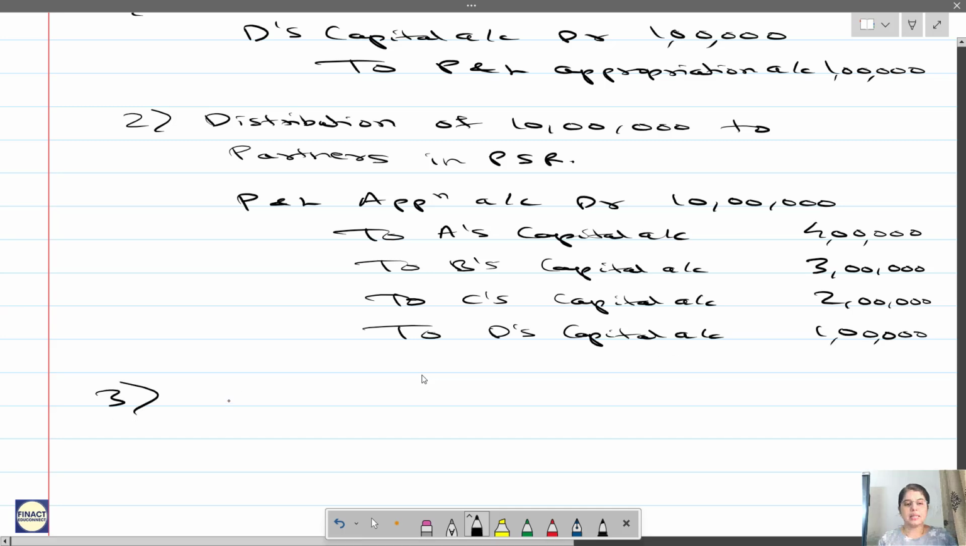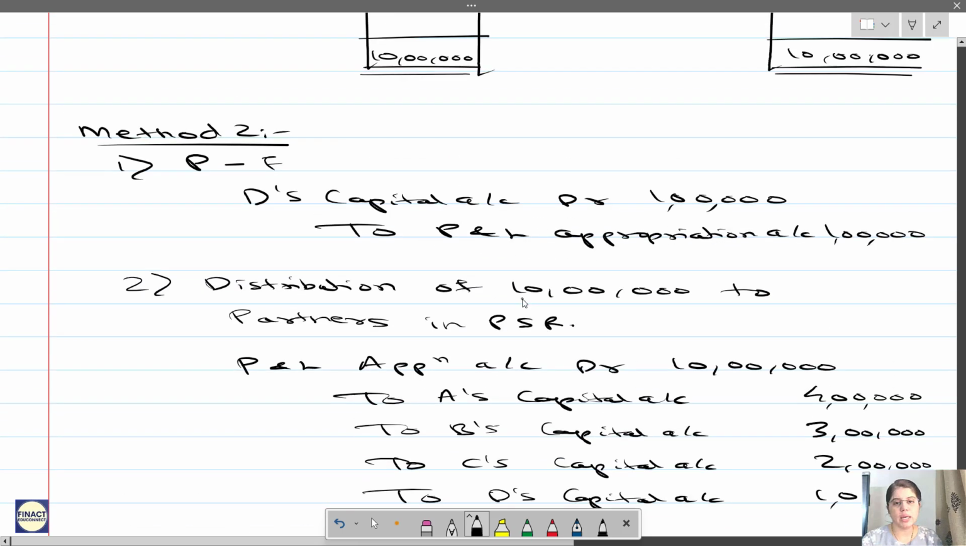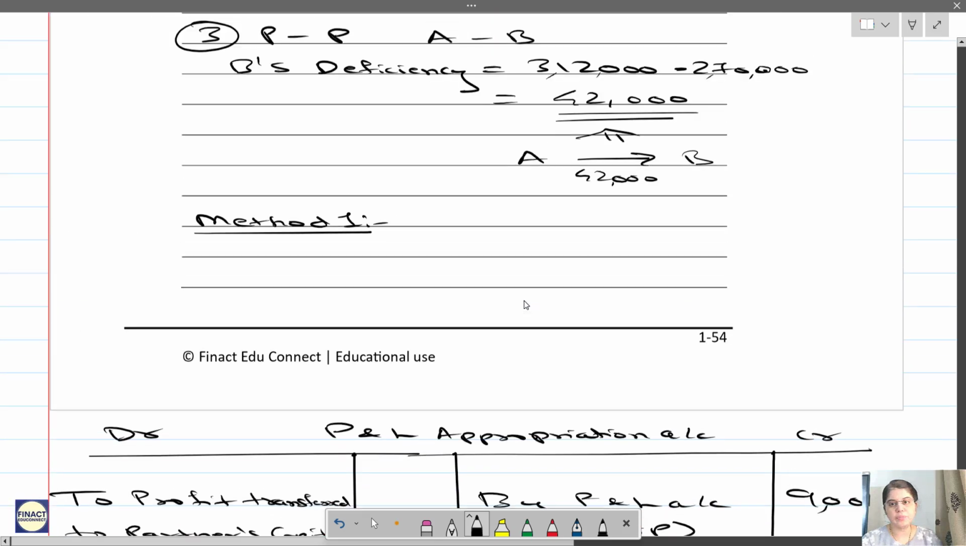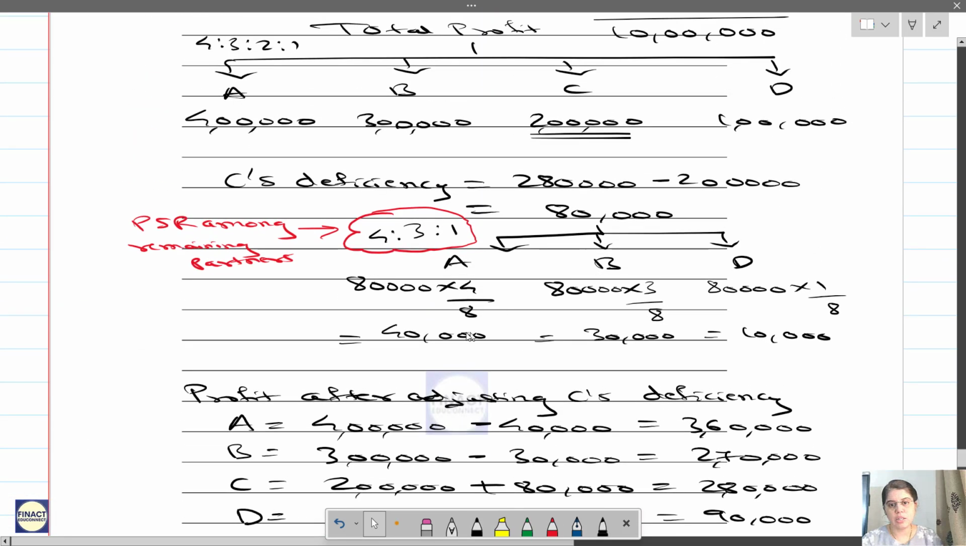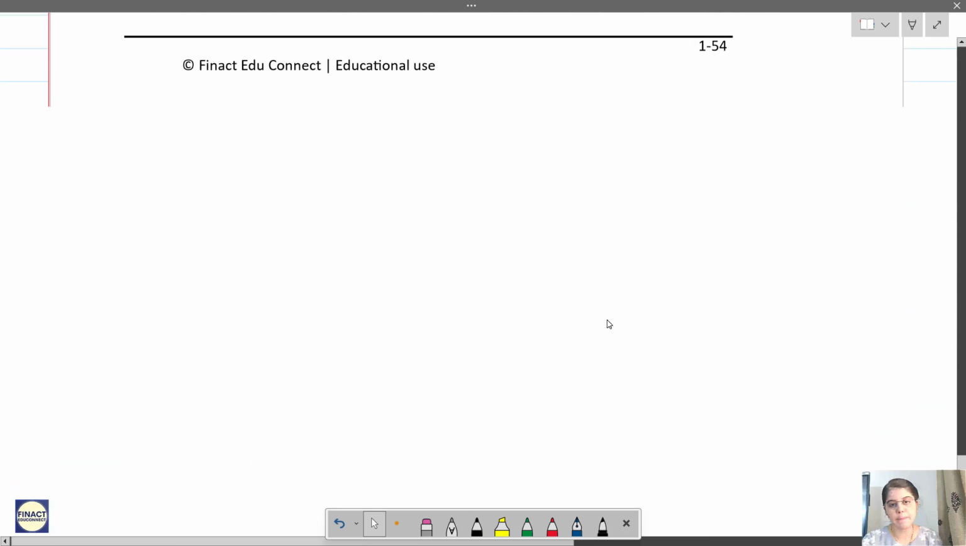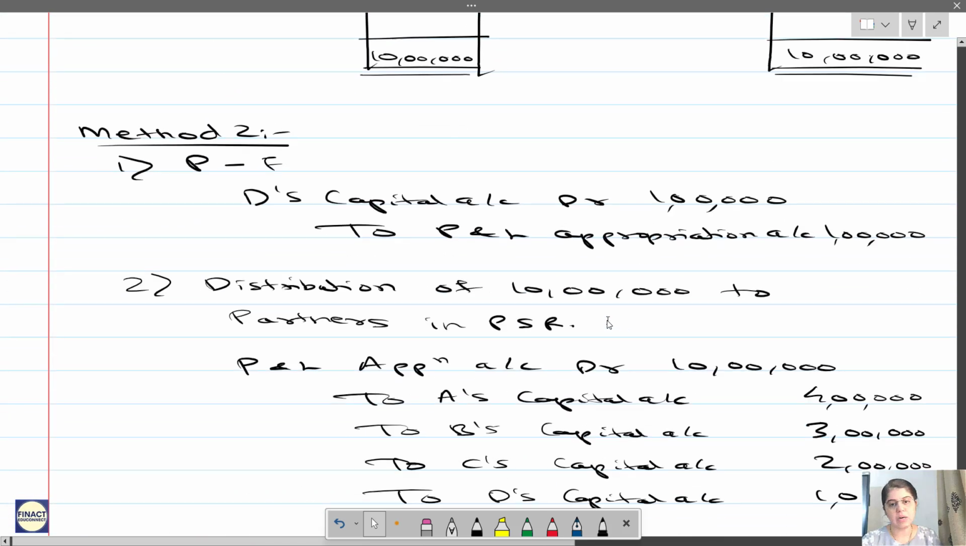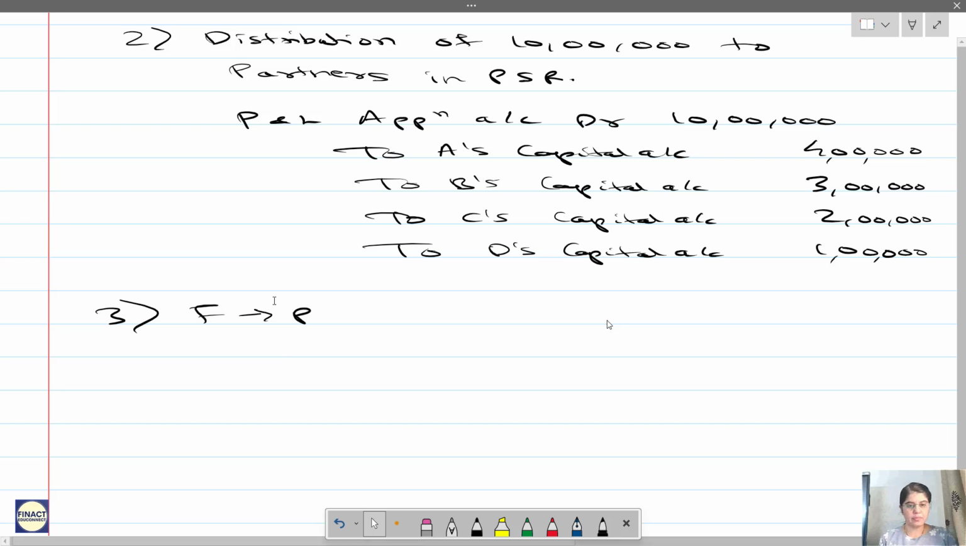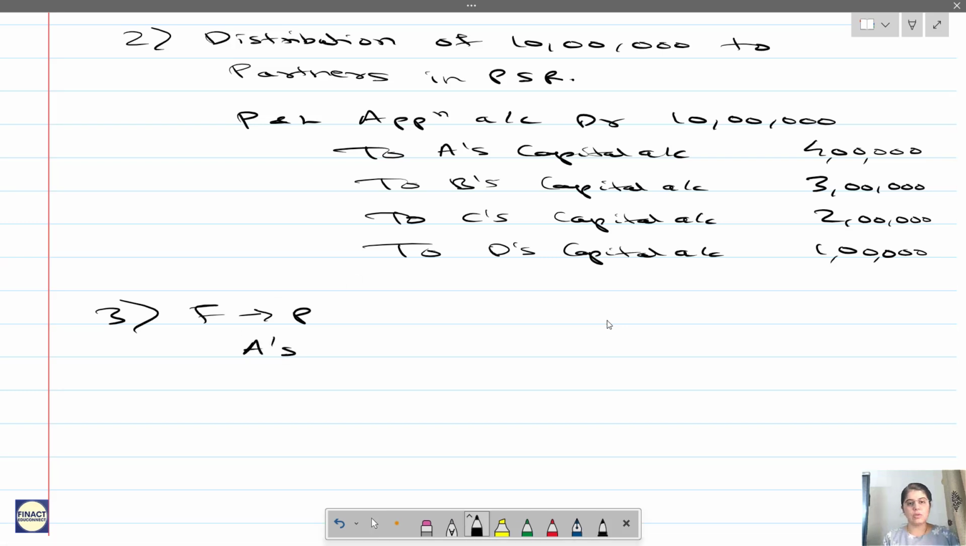Then the entry will be firm to partner. Okay, let us see the working, what is happening in firm to partner. See here. So what is happening? You are taking money from A, B and D and giving it to C. So firm is taking from A, B and D. So A's capital account debit, B's capital account debit, D's capital account debit to C's capital account. Okay. So see here, either method 1 or method 2, not both of them. Okay, they will ask you.